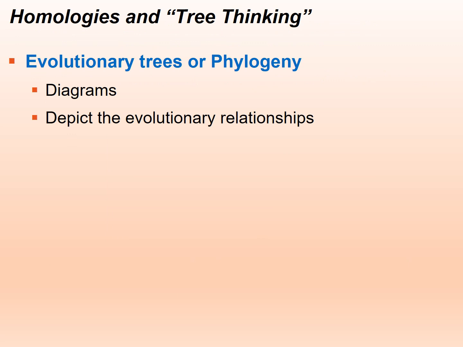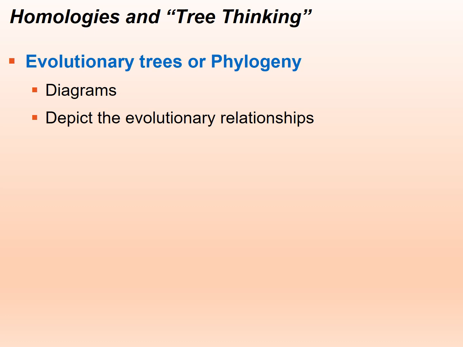Now, homologies allow us to create diagrams showing the relationships between organisms. These are evolutionary trees, often called phylogenies, and they reflect the relationships of the organisms that we are studying. Now, these are just hypotheses, right? So it's just a hypothesis. This can be shown to be incorrect later on.